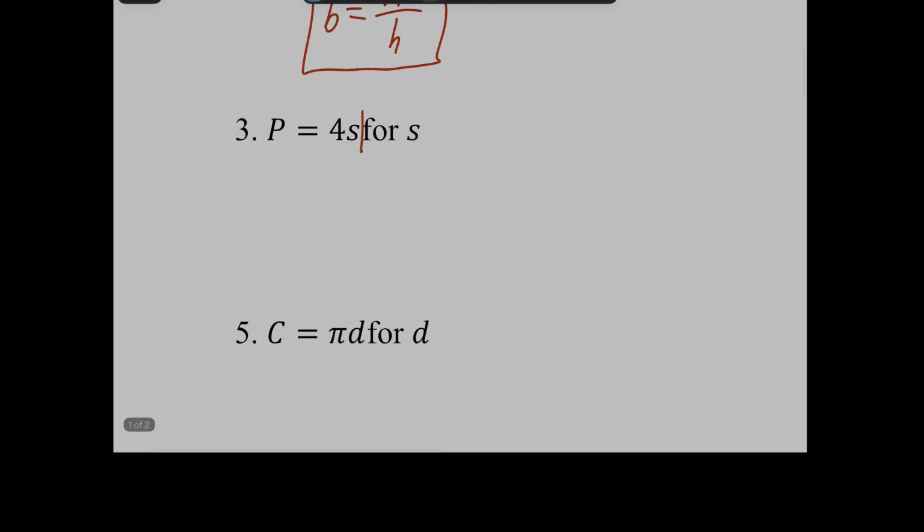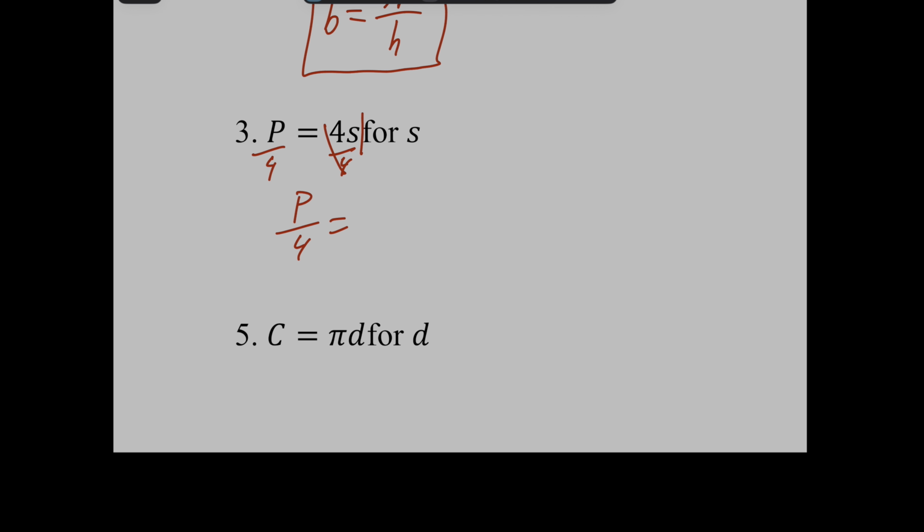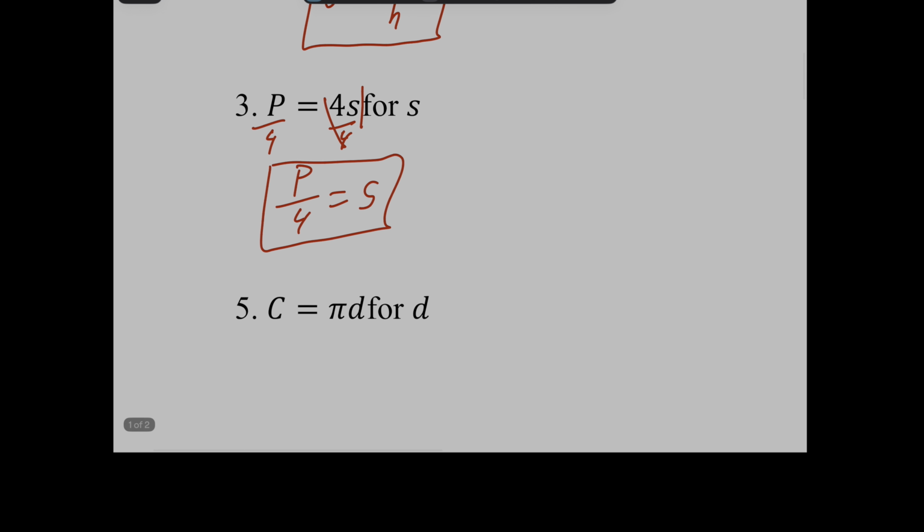That's all right. P equals 4s. Looks like a perimeter problem to me. Okay, we want the s by itself. The 4 is in the way. That means 4 times s. So we're going to divide by 4, and we're going to get P over 4 equals s. Or you could write s equals P over 4. It's the same answer either way.